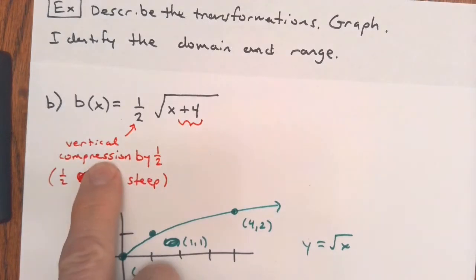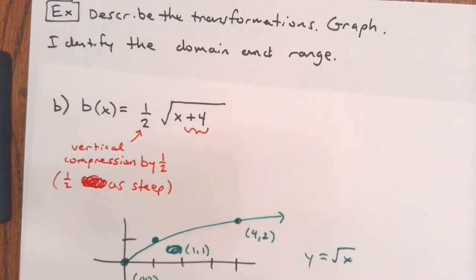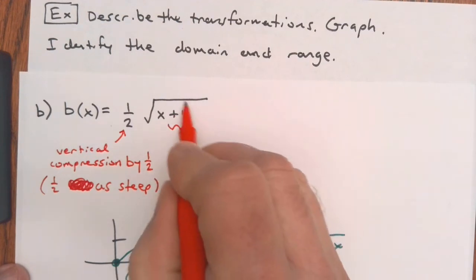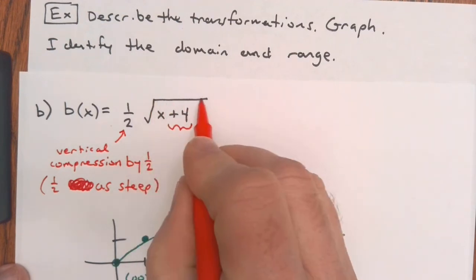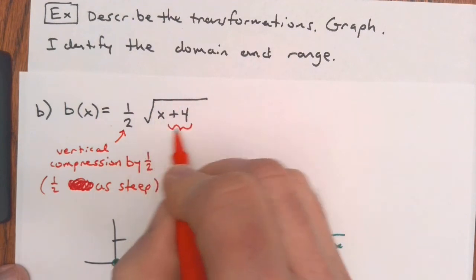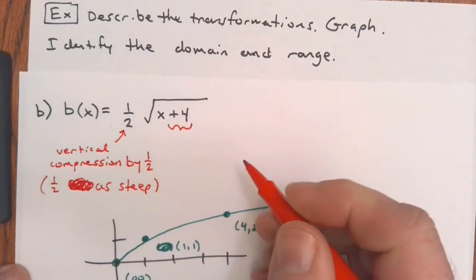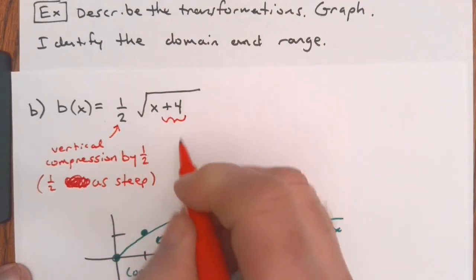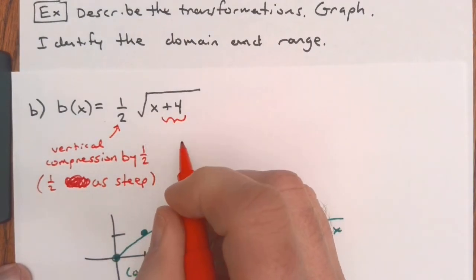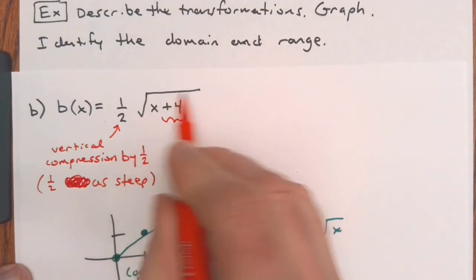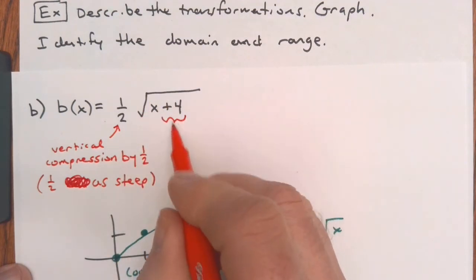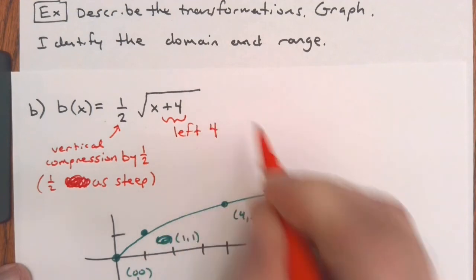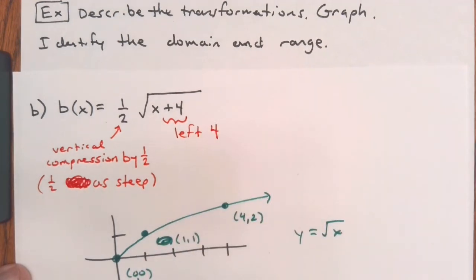But that's not the only transformation we have in this problem. We also have a transformation based on this +4 that's there. If you have addition or subtraction inside of your grouping symbol, which the square root is, it's considered a grouping symbol, that is your horizontal shift. And if you have an x + 4 inside of your parentheses or inside of your square root, inside of your grouping symbols, that's going to slide your graph over to the left. So we need to go over to the left 4 units.